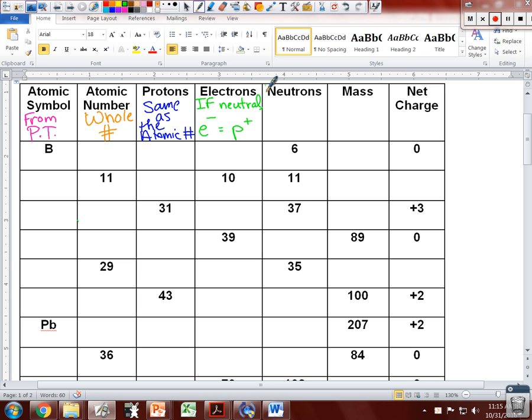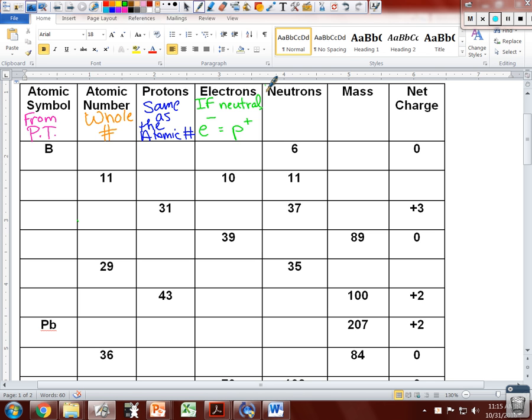Real quick, we're not going to talk about a specific number, but in that very first row where we're talking about element B, if the net charge is 0, what does that tell us about our protons and our electrons? They're the exact same. And we'll talk about what if it's not, because I know you're going to see some positives and we'll get a few negatives as well. We'll talk about that in just a second. We're going to skip neutrons and come back to that in just a second.